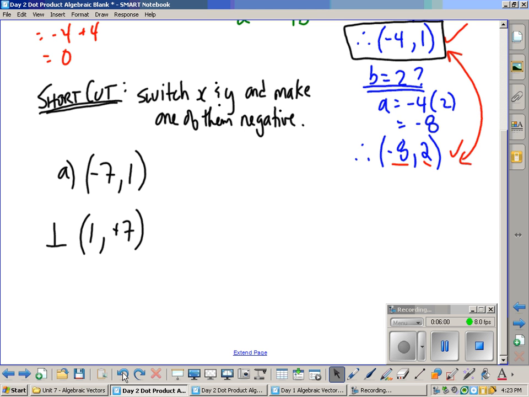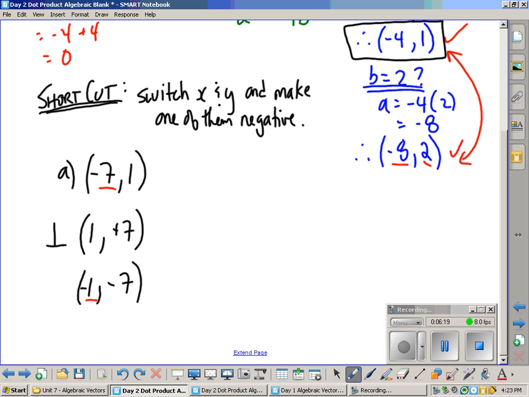Now, who said that we had to make that one the negative one? So we could have done this. This one would work as well. Switch the x's and y's, leave the negative 7 as negative, and make the second one negative, or the first. So now that's going to work as well. Again, we can do a test on these, that these are perpendicular.